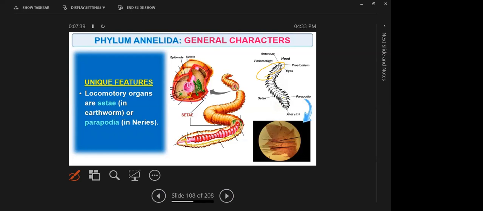Bristle-like structure. Bristle means what? Your toothbrush bristles. Just like that, the structures are there. They are called setae. Setae help in movement, so they are locomotory structures. And how about the aquatic annelid? Parapodia.